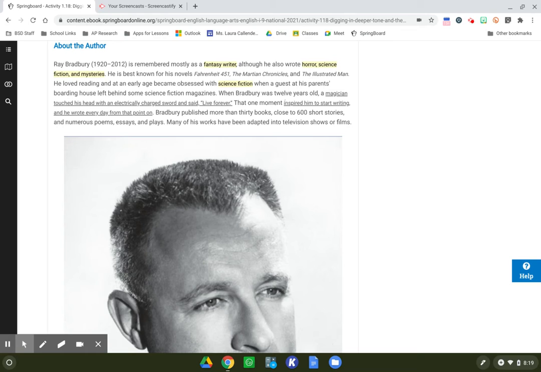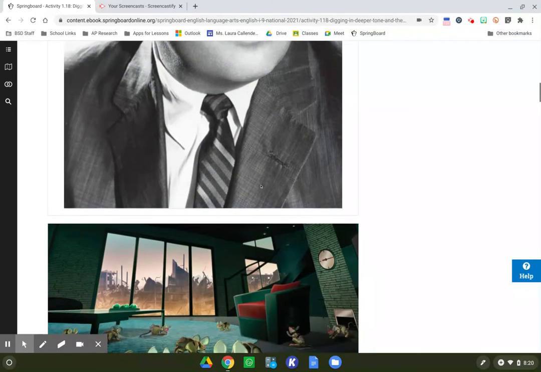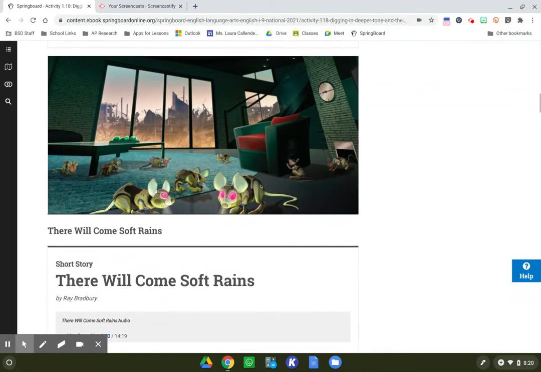So even his horror and his fantasy and his mysteries had an element of science fiction quite often. He was inspired to write by a magician who touched his head when he was 12 with an electrically charged sword and said, "Live forever." So I underlined that, thinking, I wonder if this is something that he thinks about a lot, if this idea of living forever propelled him into the science fiction realm, and maybe that has something to do with the message he's trying to get out there. All right, so you should go back and read the About the Author paragraph there. Before we start talking about the story itself, I want you to take a look at this picture for just a moment.